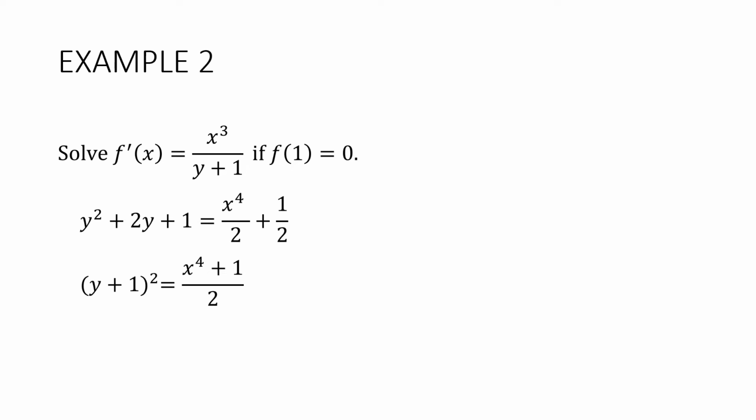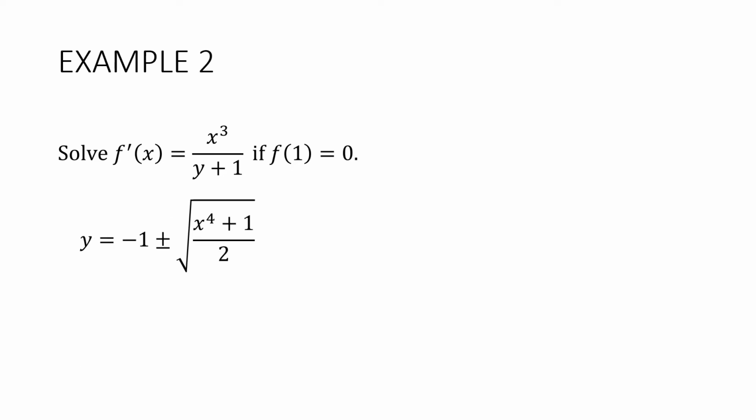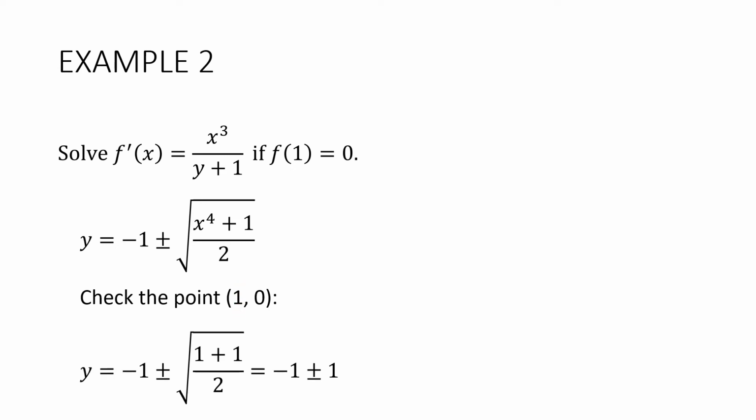Take the square root of both sides, don't forget your plus or minus. And taking the 1 over, I get y is equal to negative 1 plus or minus the square root of x to the power of 4 plus 1 all over 2. Now we have two solutions here, and only one of them goes through this point. And we need to figure out which one it is. So I'm going to test that point 1, 0. I'm going to substitute in x equals 1, like this. Now 1 plus 1 is 2 over 2 is 1. Square root of 1 is 1. So which one of these is going to give me y is equal to 0?